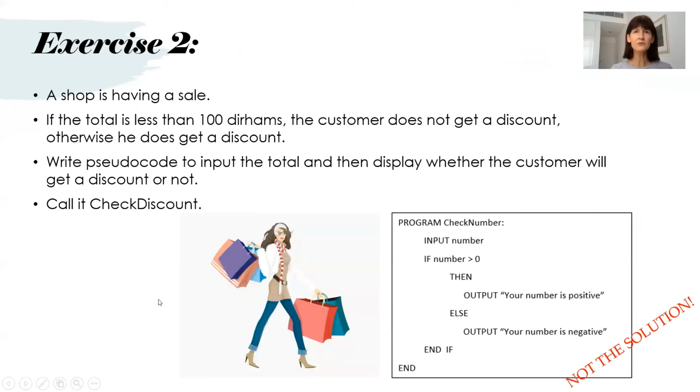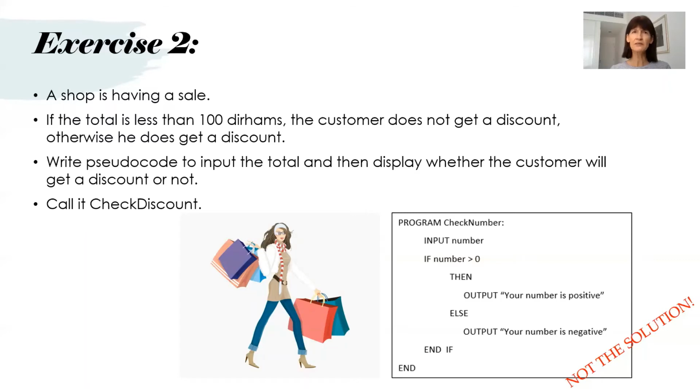Here's an exercise for you to try out. A shop is having a sale. If the total is less than 100 dirhams, the customer does not get a discount. Otherwise, he does get a discount. Write pseudocode to input the total and then display whether the customer will get a discount or not.